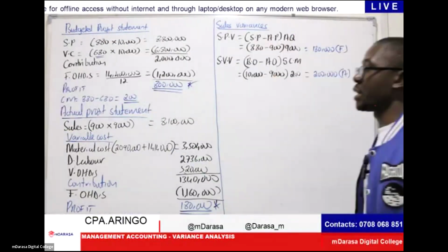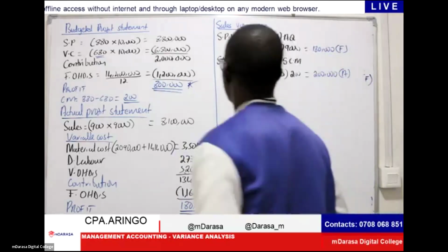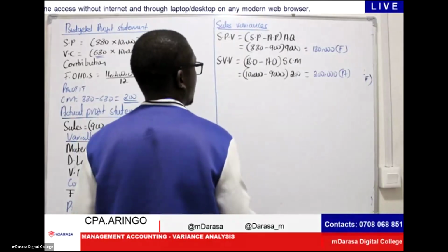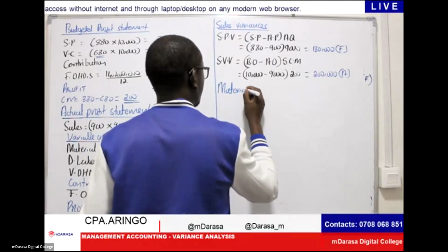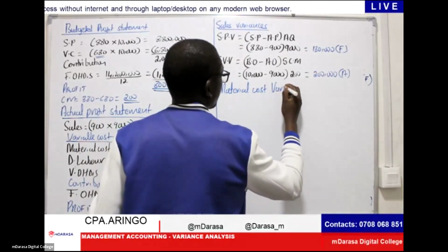Because the other part, we aren't told to compute either the aspect of price or usage. What the good examiner gave us is material. So we can go ahead and compute what? Material cost variance all at once.